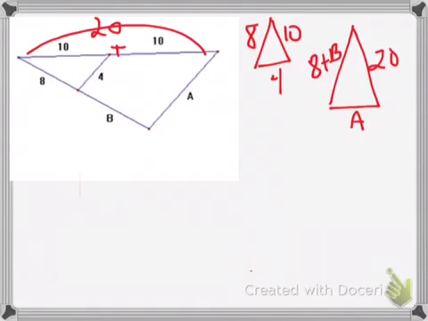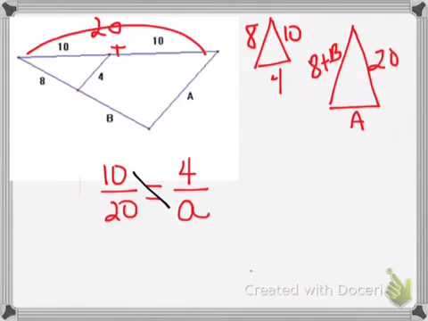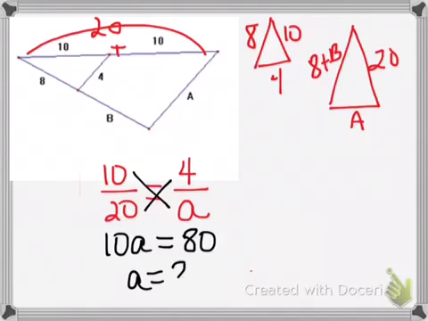So I could say 10 over 20 equals 4 over A. And when I cross multiply, it's going to give me 10A equals, multiply the other way, 80. So if I divide both sides by 10, that gives me A equals 8. So I know that A equals 8.